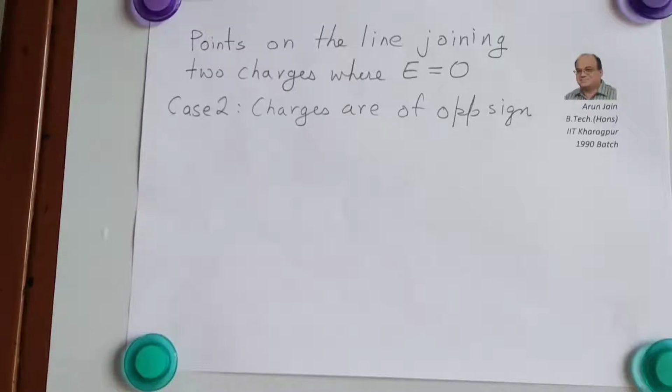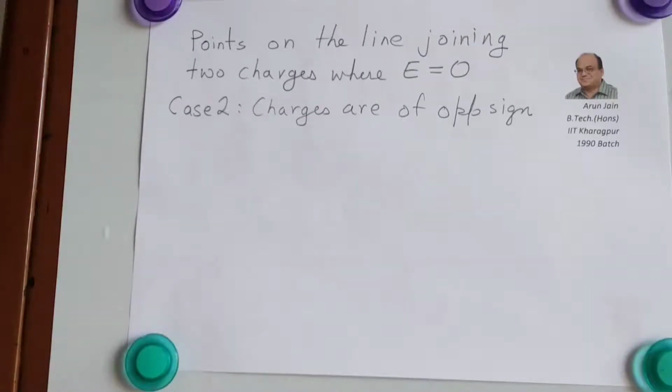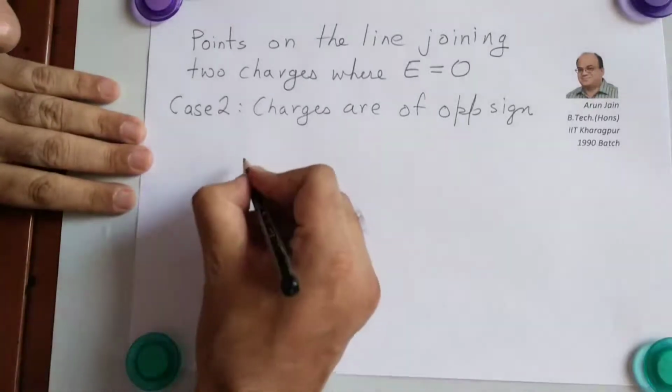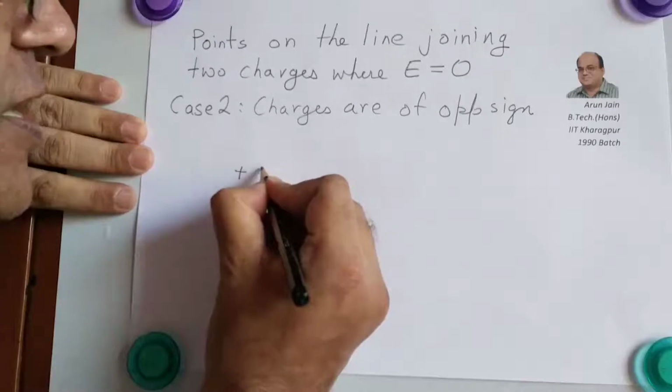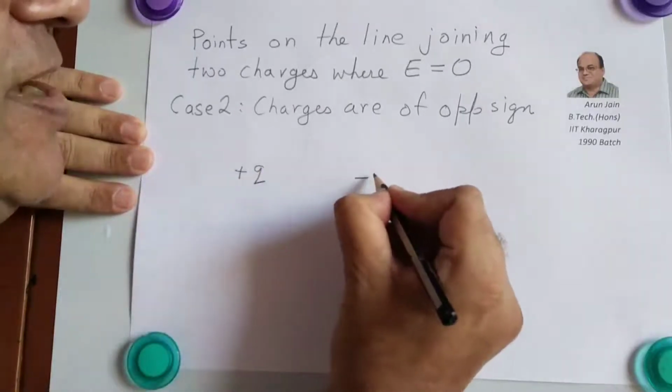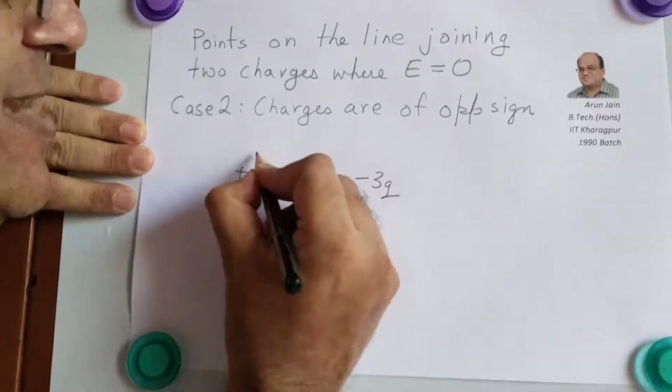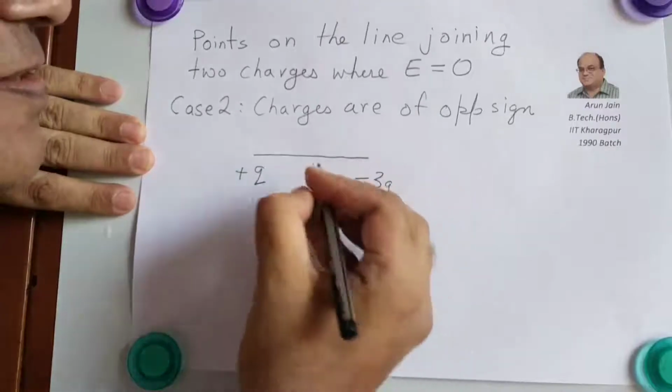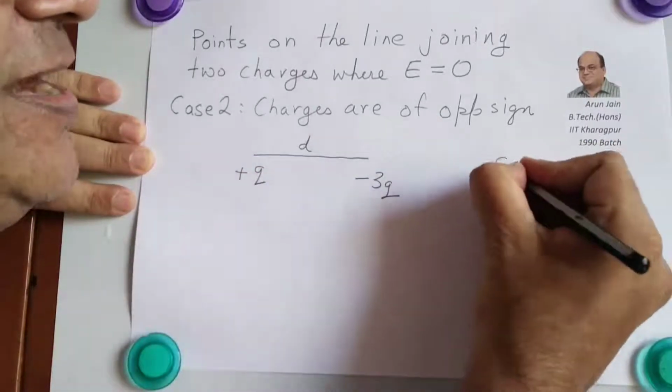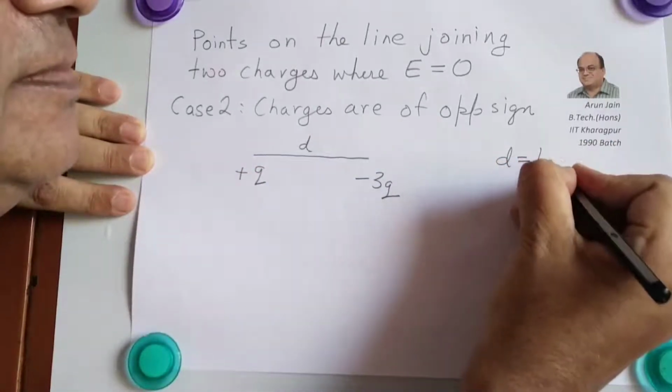In this lesson, we are going to find out points on the line joining two charges where E is equal to 0. Now here the charges are of opposite sign. So let's assume that we have a plus Q charge here, a minus 3Q charge here. The distance between the charges is D. Say D is 1 meter.